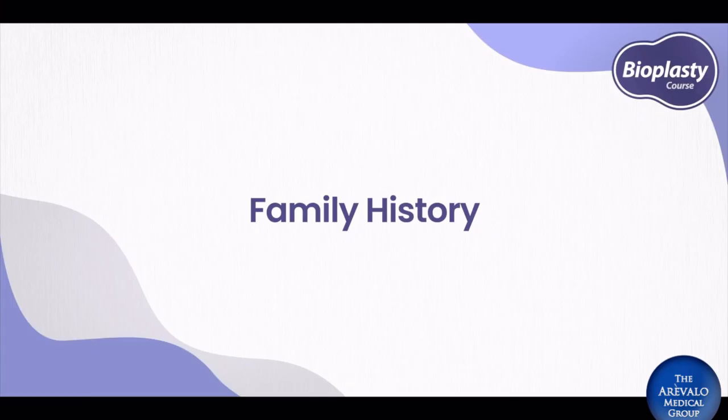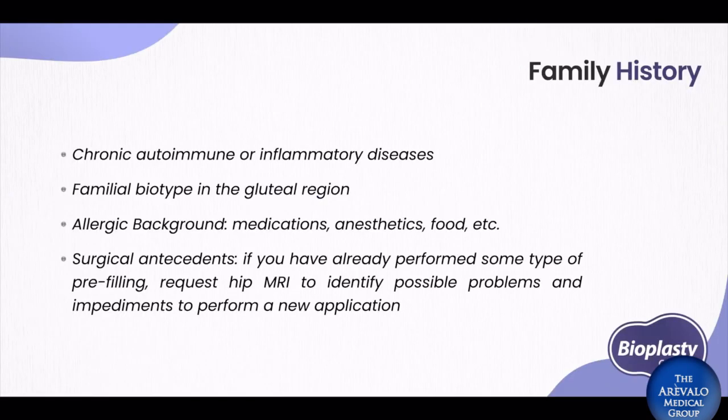Assessing family history is also essential to avoid complications and possible annoyances. Again, avoid performing the procedure in cases of autoimmune or chronic inflammatory diseases. Get to know the family biotype in the gluteal region. Find out about allergies to medications, anesthetics, food, etc. Surgical background is also important. If the patient has already had some kind of filling, request a magnetic resonance imaging of the hip and identify possible problems and impediments to perform a new application.